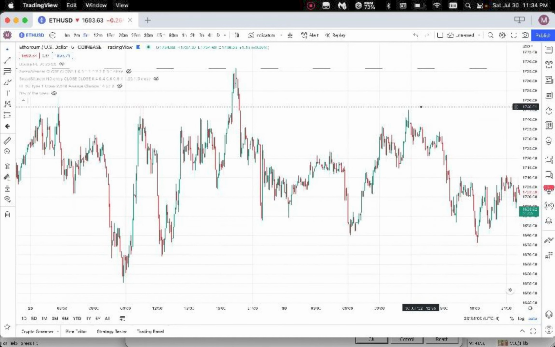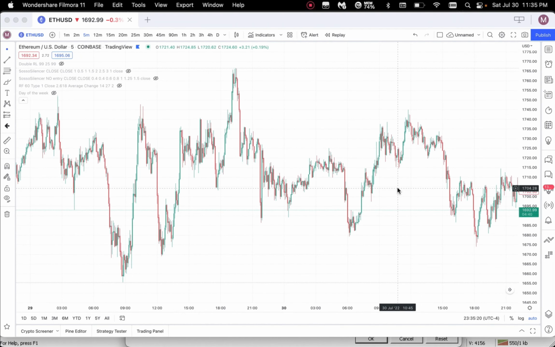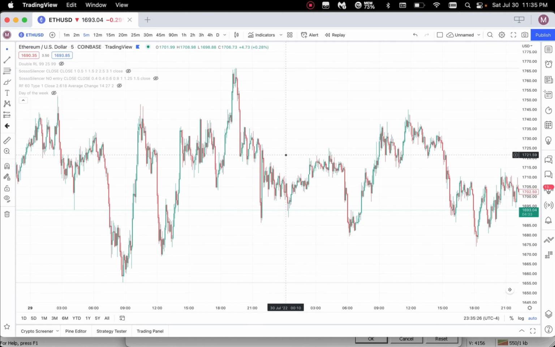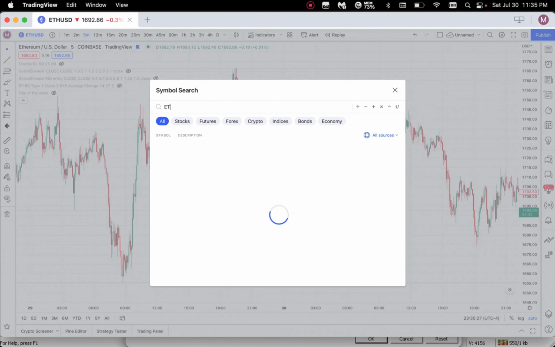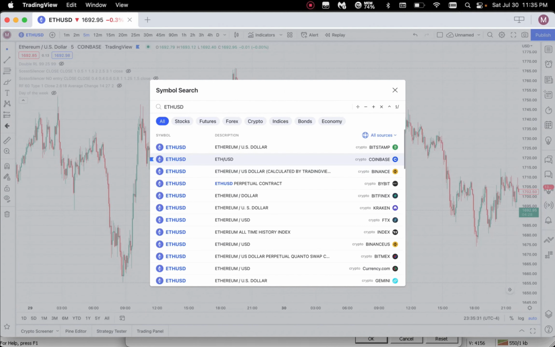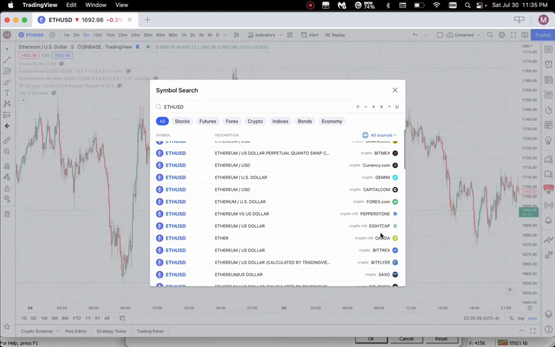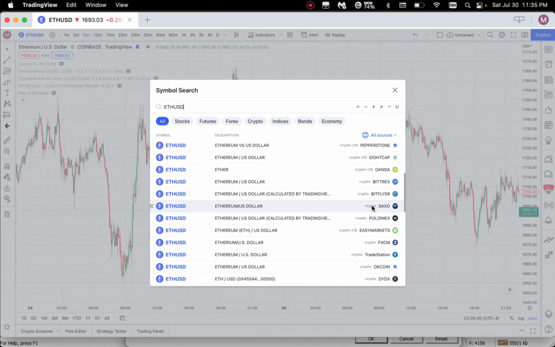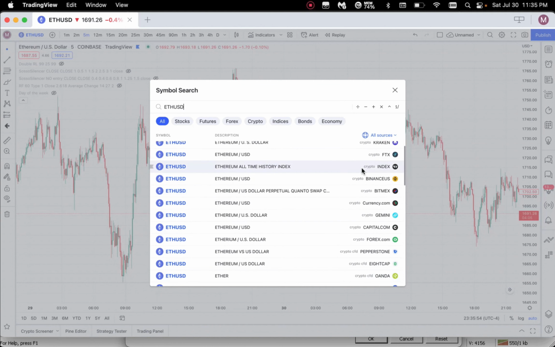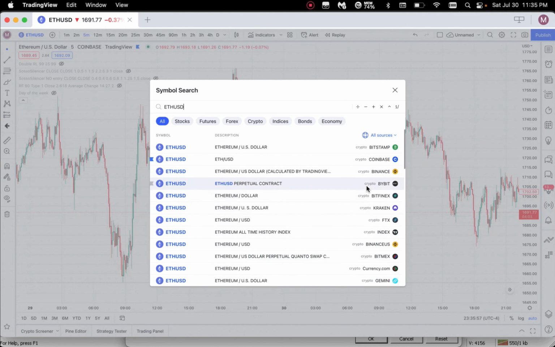Right here, you have to make sure that you know the exchange that is being used by your broker, because let's say, for example, that I would like to search ETH USD. As you can see, there's so many exchanges. There's so many of them. So let's say you set your indicator or strategy script on the Oanda exchange, and your broker is using, let's say, I don't know, Bitstamp.